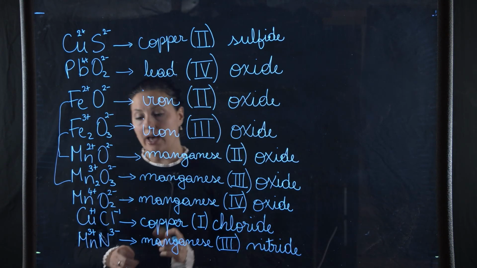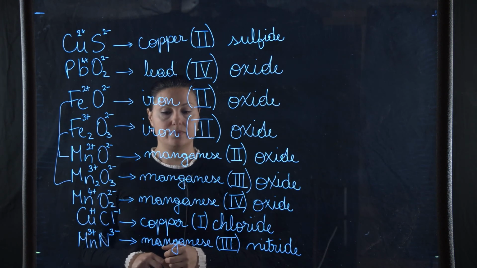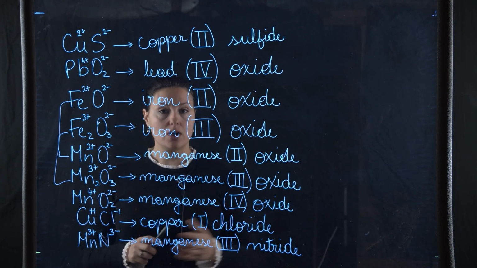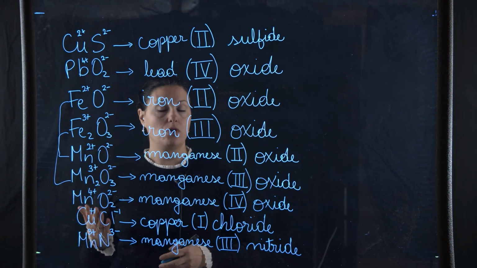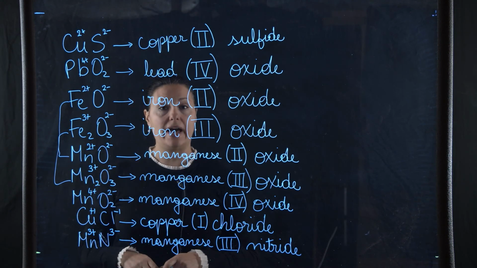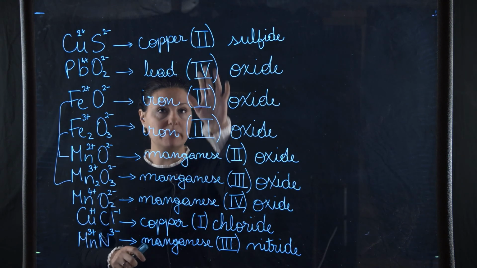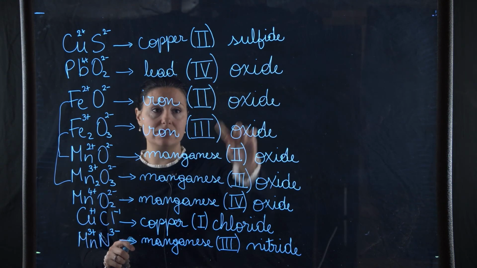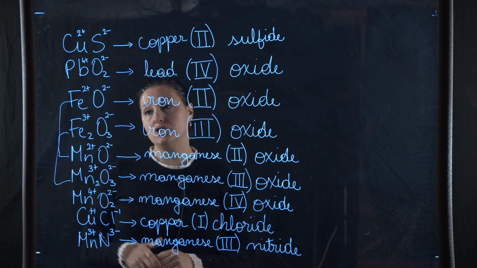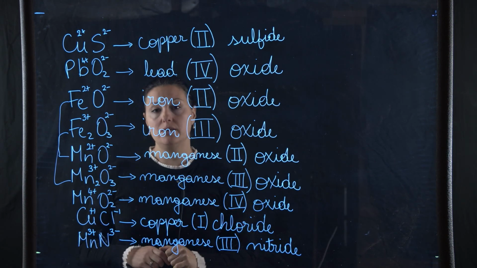Okay, this is how we write the names of ionic compounds where the metal does not just form one type of positive ion, but several. We have to specify it. We write them the same. The only thing that's different is we have to specify the charge in Roman numerals in parentheses.